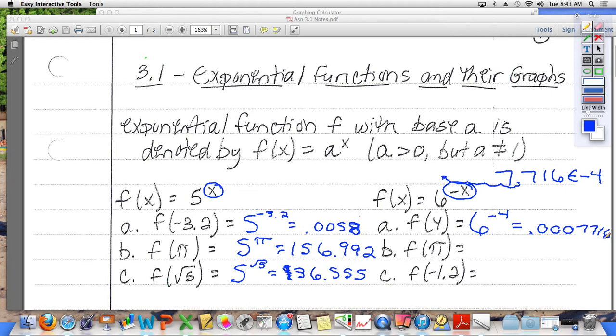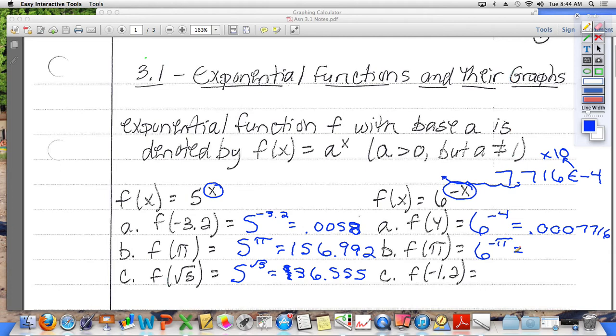Don't write down E negative 4. Write down what it's supposed to be after you've moved the decimal over. If you would like to write 7.716, that's okay. But then instead of writing E, you guys need to write times 10 to the negative 4 power. So that E means times 10 to the whatever power comes after. So in this case, it's a negative 4. So it'd be times 10 to the negative 4 power. All right, f of pi. So it'd be 6 to the negative pi. What is 6 to the negative pi power?